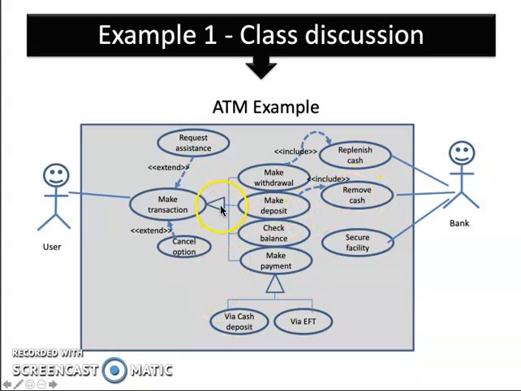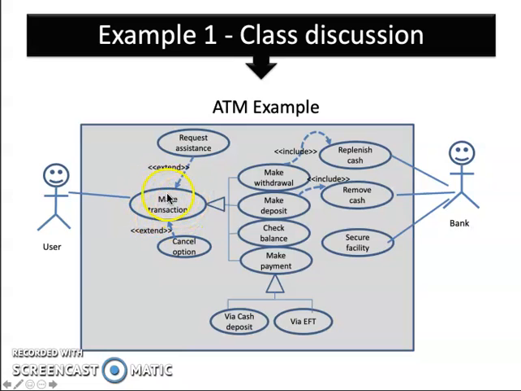And then you can see the two generalizations over here. What this means to us is that making a transaction has four kinds of making a transaction. So I can make a withdrawal, and that is making a transaction. I can make a deposit, that's making a transaction. Checking a balance, that's making a transaction. And making a payment is also making a transaction.